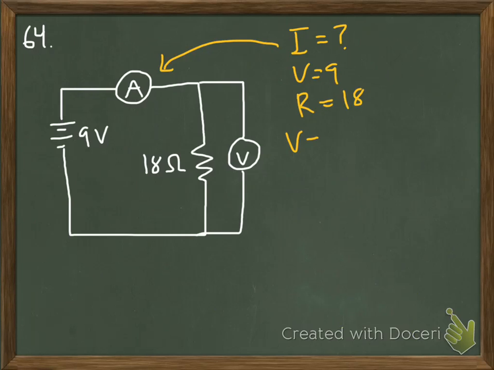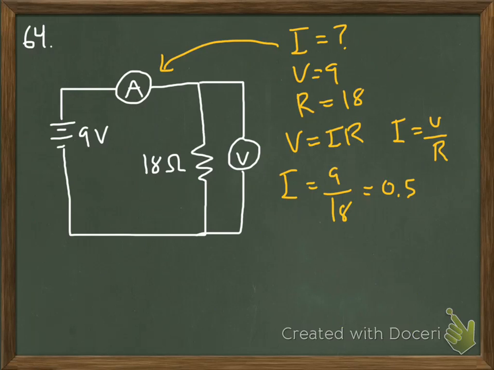I always remember V equals IR. That's my favorite one to remember. I is equal to V divided by R. That's the one that we're going to use. So I is equal to 9 divided by 18, which is 0.5 amps.